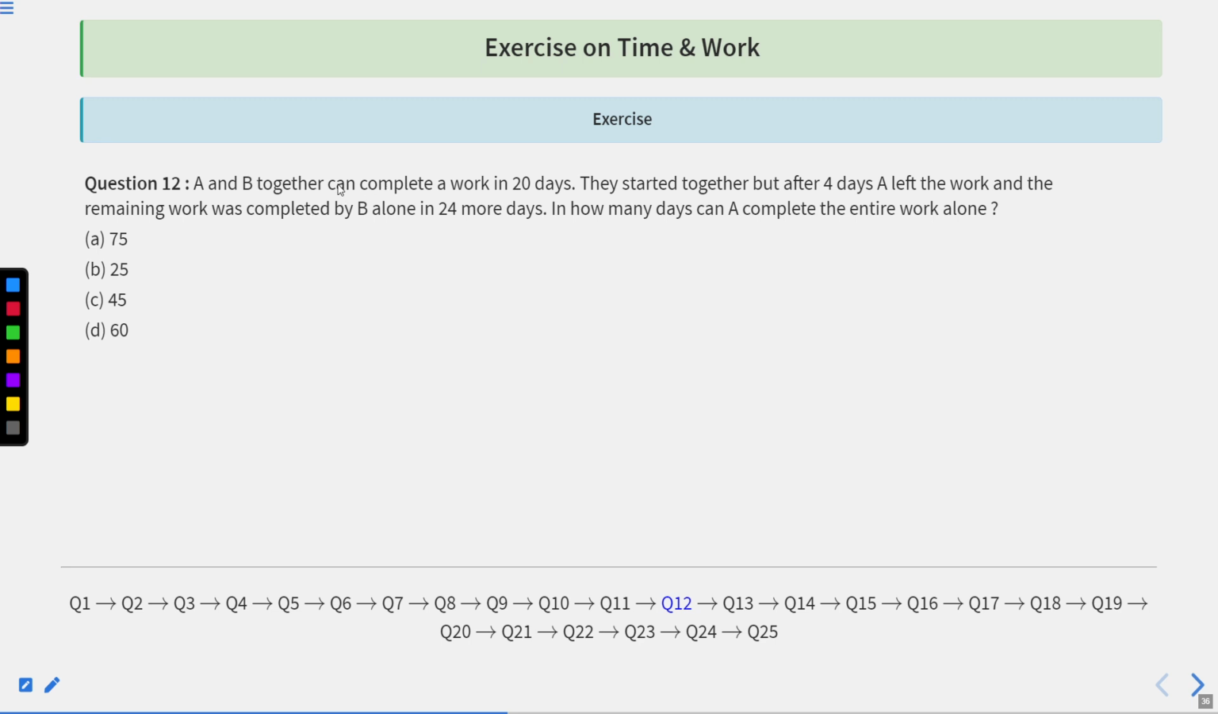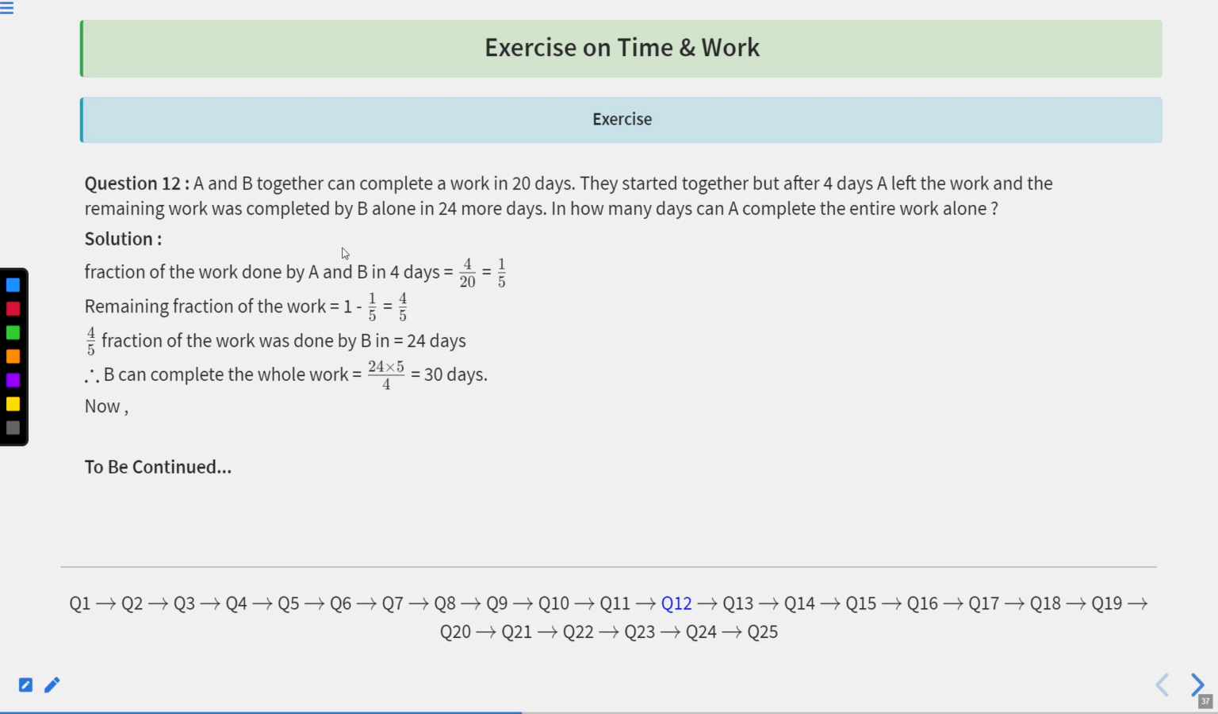Question number 12. A and B together can complete a work in 20 days. They started together, but after 4 days, A left the work, and the remaining work was completed by B alone in 24 more days. In how many days can A complete the entire work alone?